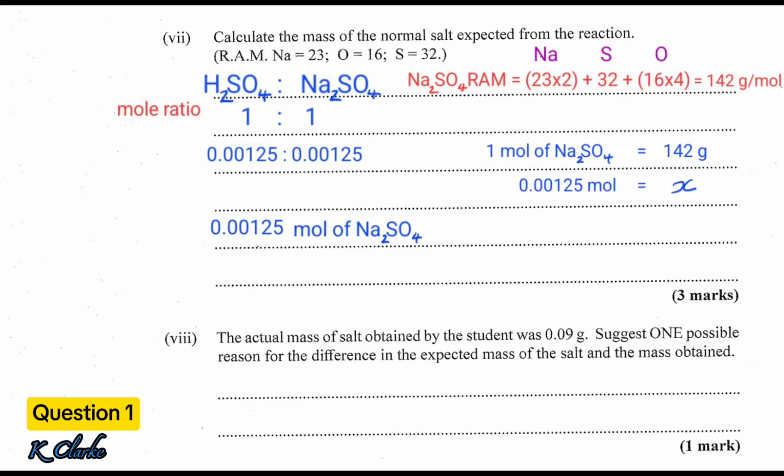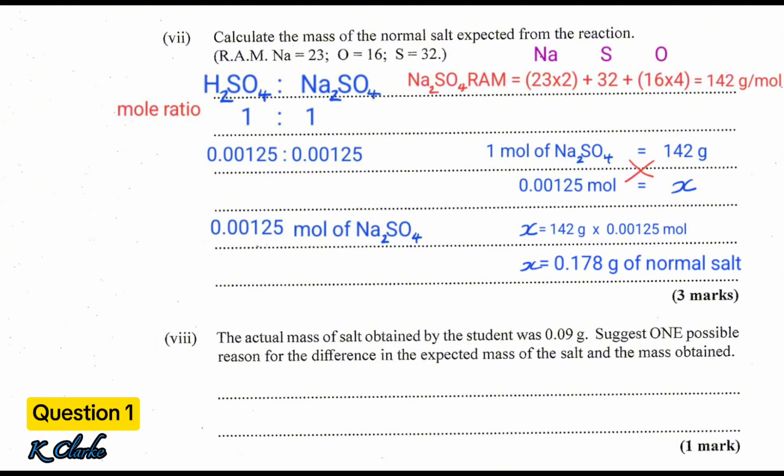So 0.00125 mole equals X. We are going to cross multiply in order to find this mass. X equals 142 grams multiplied by 0.00125 moles. The answer is 0.178 grams of normal salt.